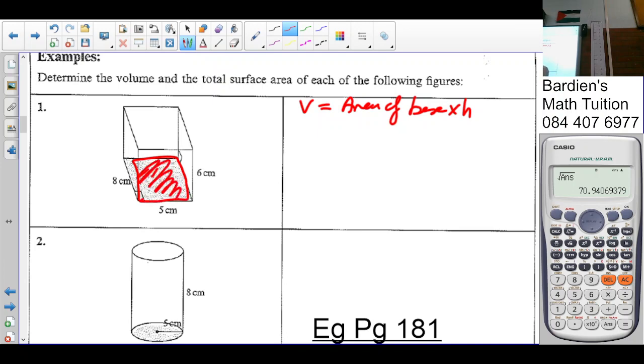You see the base is normally shaded like this. So what type of shape is that base? It's a rectangular base.